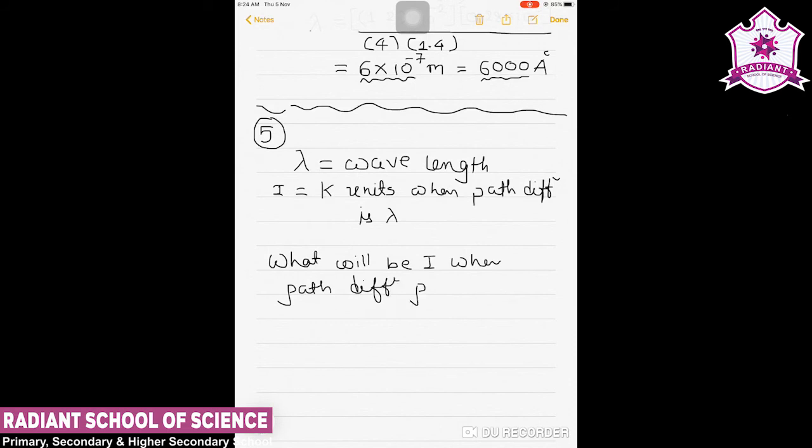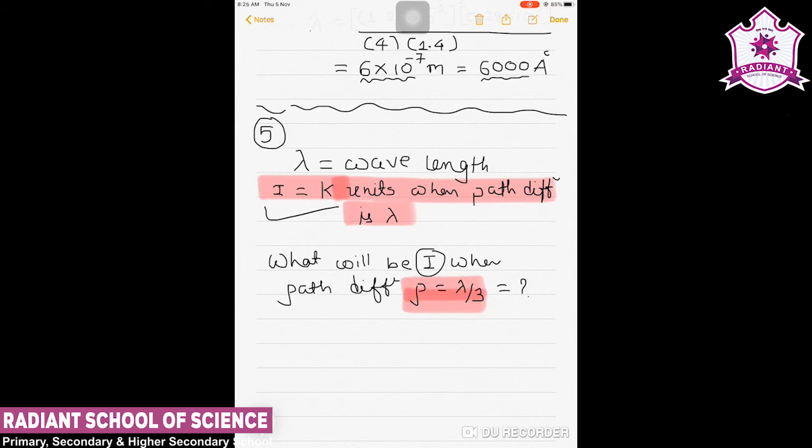We denote it by p. So the path difference is, suppose p is lambda by 3. So we have to find out the intensity. We are given one piece of information, that intensity is k units when path difference is lambda. Now when path difference is given as lambda by 3, what will be the intensity? So this is the question.